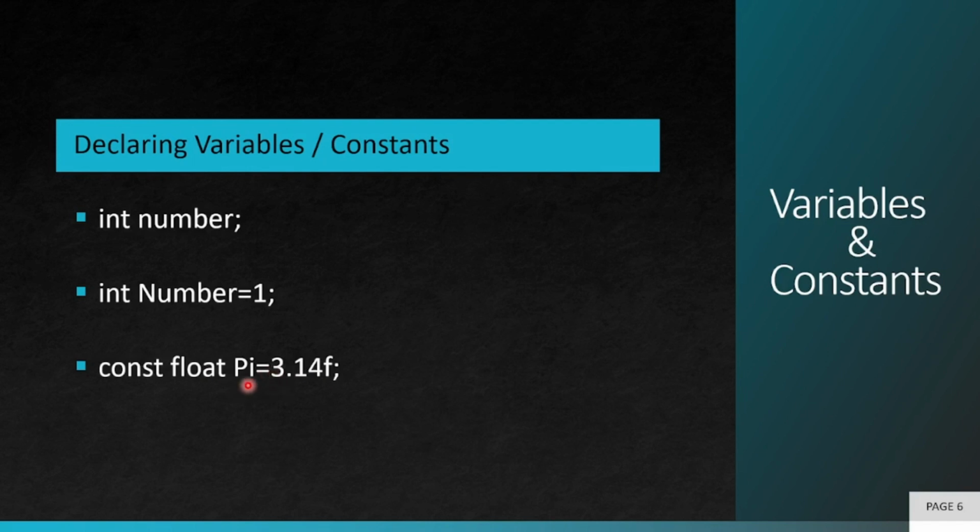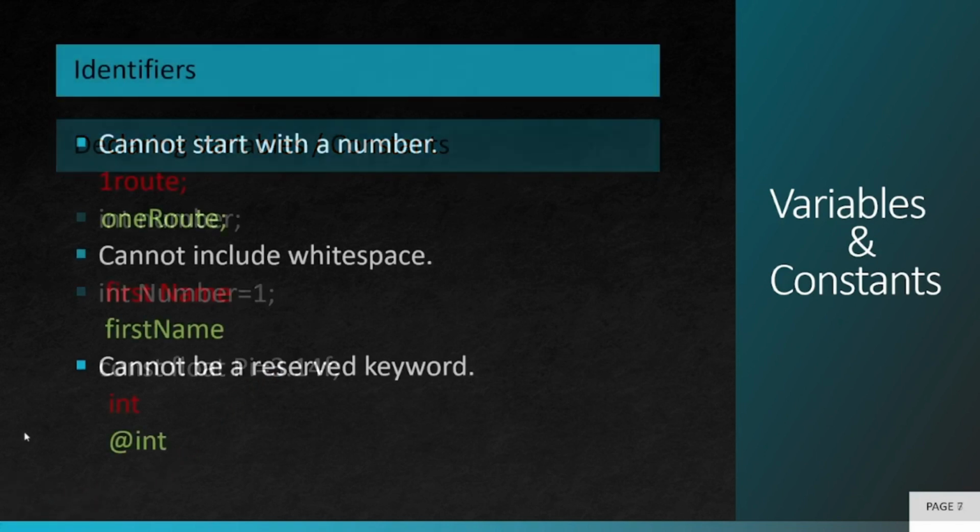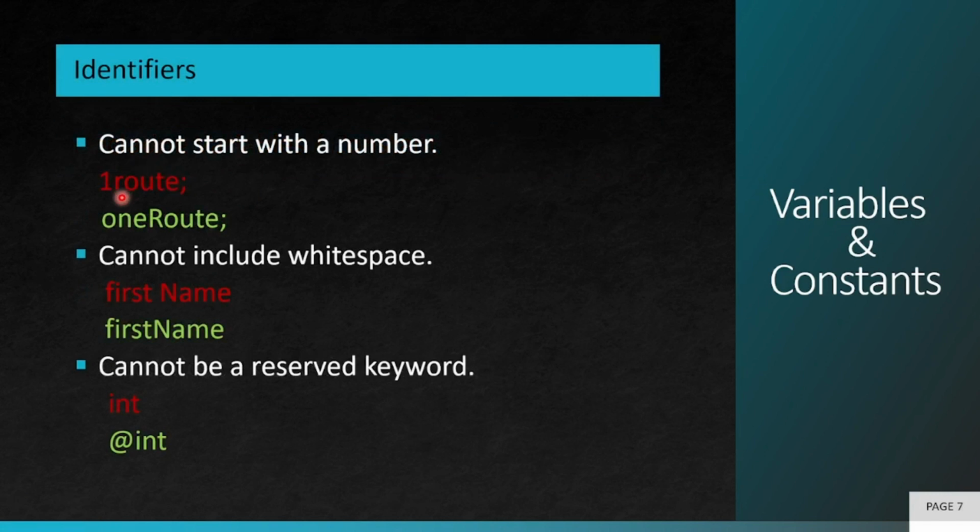There are a few things you need to know about identifiers. First, an identifier cannot start with a number. See here, you cannot have an identifier like this. Instead, you need to replace this one with the word one. Also, an identifier cannot include white space. So you cannot have an identifier like first space name. It has to be one word, and an identifier should not be a reserved keyword like those you saw earlier.